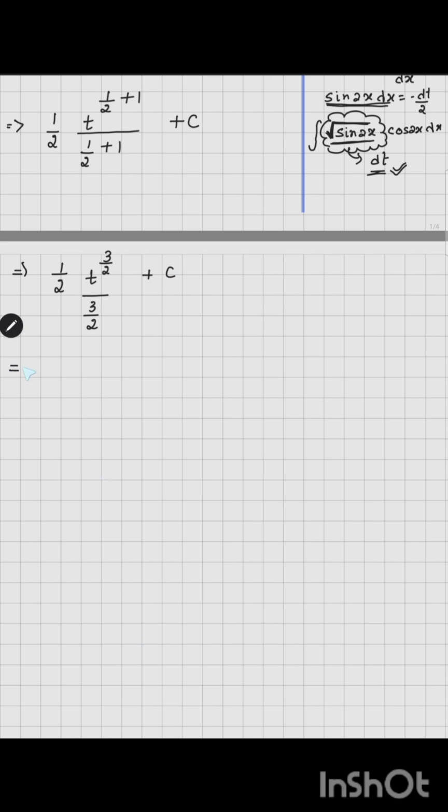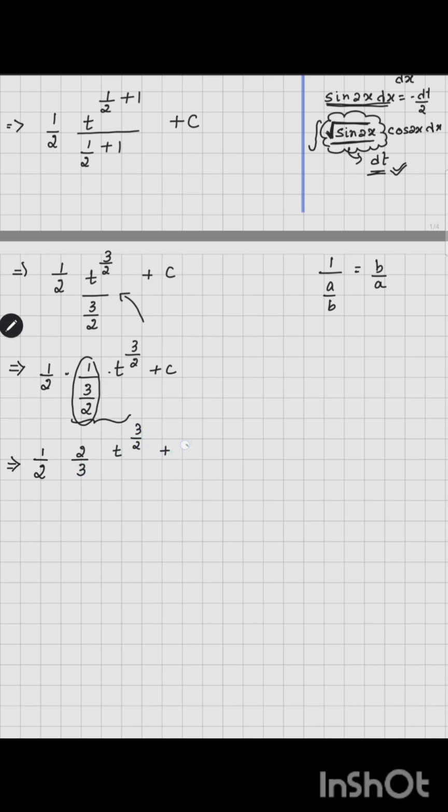Now this implies 1 by 2 into 1 divided by 3 by 2 into t to the power 3 by 2 plus c. So if you multiply these two, you will get back the previous step. Okay, we have just separated the terms. Now this implies 1 by 2. So this is a complex fraction. So when we have 1 divided by a by b, it will be equal to b by a. So we'll write this as 2 by 3 t to the power 3 by 2 plus c.